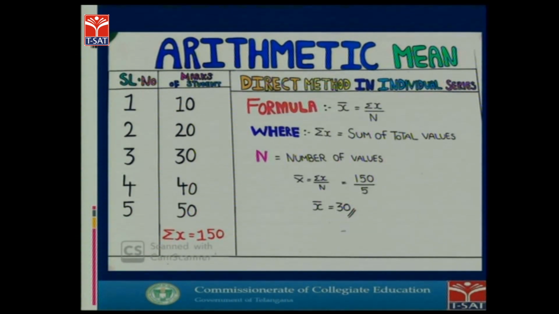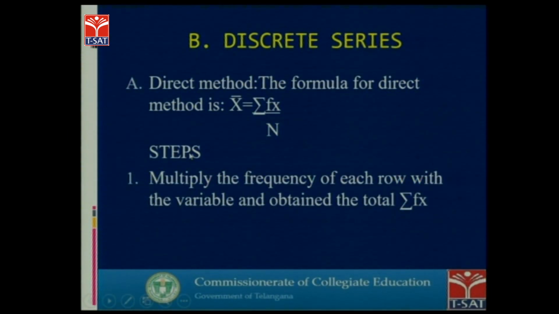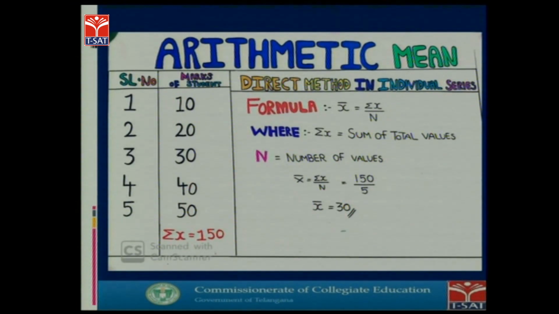Now let's calculate this using the formula. This is the serial number, so this is the n value. How many numbers do we have to take? 1, 2, 3, 4, 5. So n is 5, and this is the frequency. For x bar, we have to add up all these values, that is 10 plus 20 plus 30 plus 40 plus 50, which gives us sigma x is equal to 150.